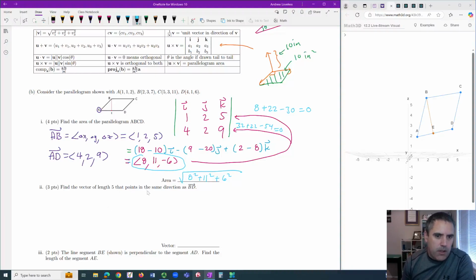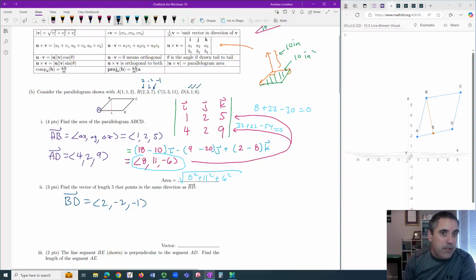Find a vector of length 5 that points in the same direction as BD. Well, we can find BD by doing some subtraction. 2, this minus this, 1 minus 3, negative 2, 6 minus 7, negative 1. If you want to do a double check, you could add that to this. So add 2, add negative 2, add negative 1, and see if you get these numbers. Yes, yes, yes. So there's a double check you could build into your routine.